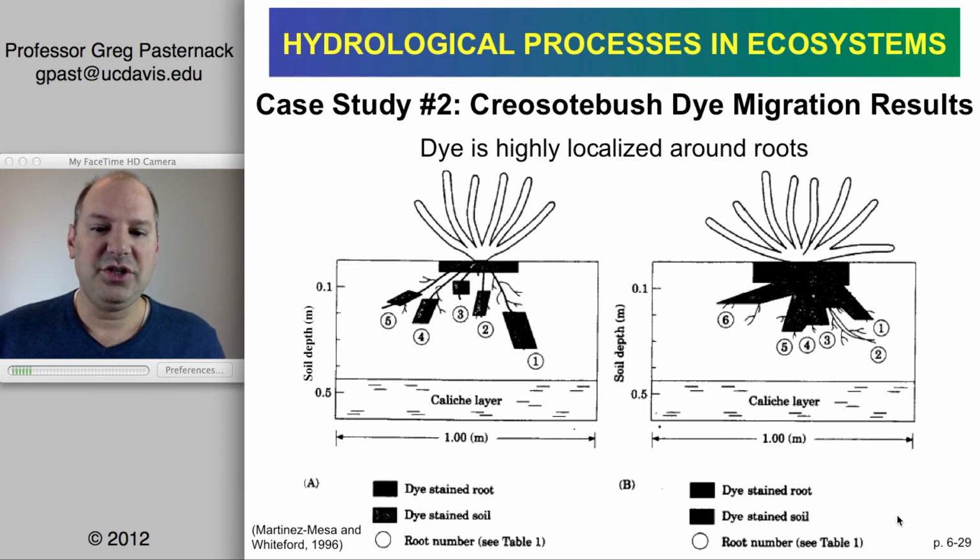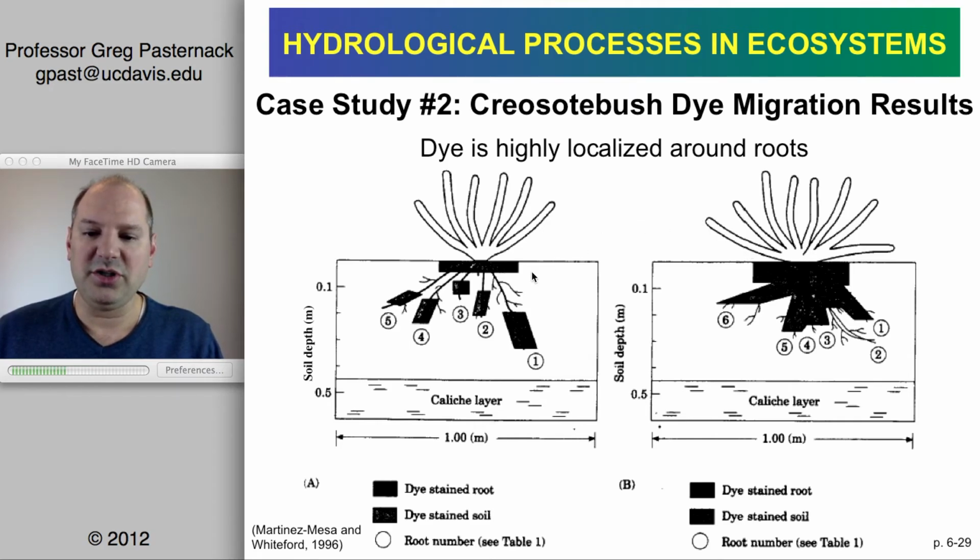When they trenched the different plants, they found very different phenomena in where the dye was going. So here is a slice through the ground showing 2 examples from the creosote bush. It's not so important how these are different from each other, more that these are 2 examples that we're going to contrast with the other species.